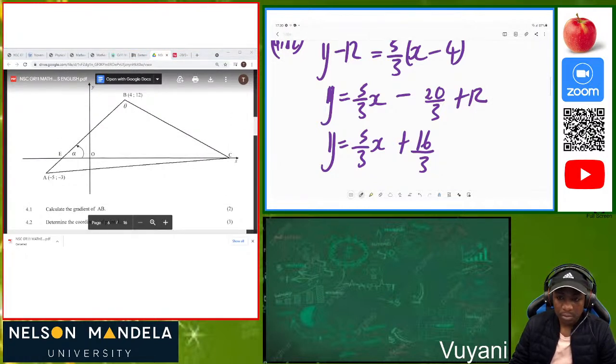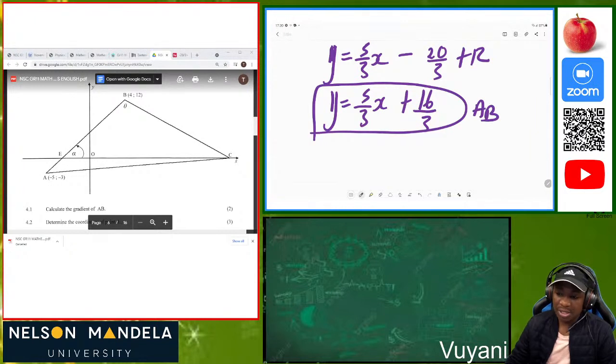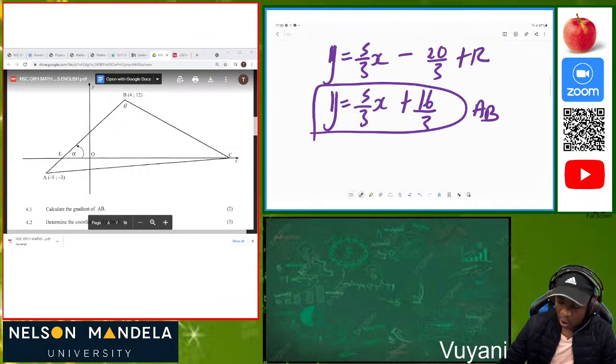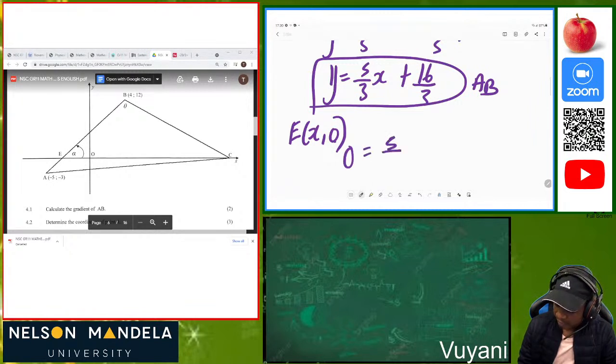Okay. So we have 16 over 3. Then after that, this is our equation of line AB. So since that is our equation of line AB, now let's determine the coordinates of E. We know that E, its y is 0. So where there is y, we'll put 0. So we're going to have 0 is equal to 5 over 3 x plus 16 over 3.